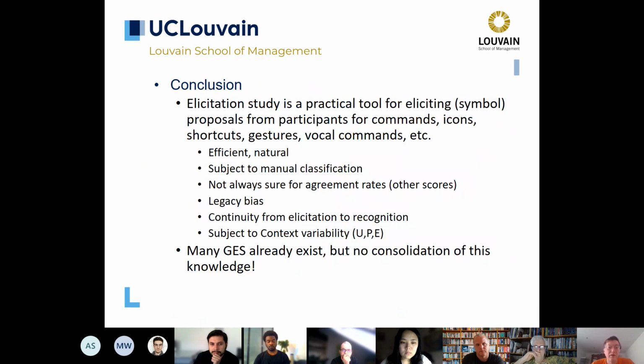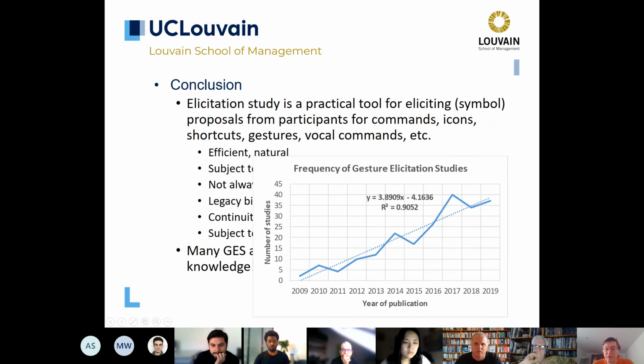So in conclusion, I wanted to say that elicitation study is very practical, it's easy, it's straightforward, but there are some limitations. And today there are many gesture elicitation studies, so Santiago is trying to consolidate that into one single piece of knowledge. For instance, this is a graph showing that the number of such studies is really increasing over the years. And today we are counting almost 300 of them. So the question now is how to consolidate this knowledge.